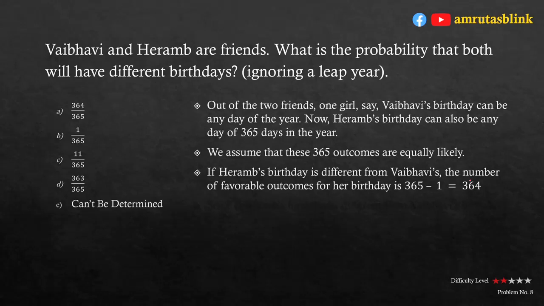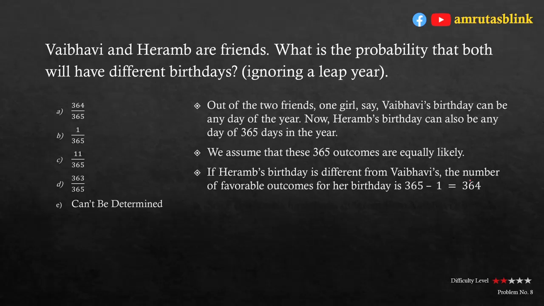Now, in the complete year, what we need to calculate is the probability that both of them have different birthdays. So, let's suppose Vaibhavi's birthday is on 1st of April. Then, in order to find out Hiram's birthday, we just have one piece of information, that both their birthdays are different. So, it is definitely sure that Hiram's birthday will not be on 1st of April. And also it is not a leap year, so there are total 365 days.